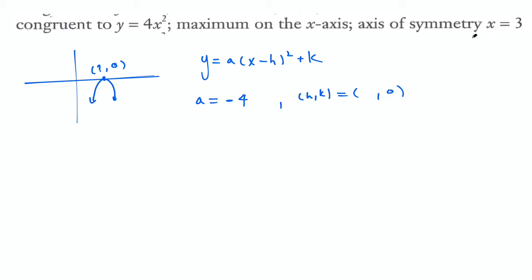But if the axis of symmetry is x is equal to 3, that means this here is where the axis of symmetry is. So that means we do know what this x value is, right? It's going to be 3. So the vertex is at (3, 0), right? We know what the a value is, so plugging everything in, we get the following.